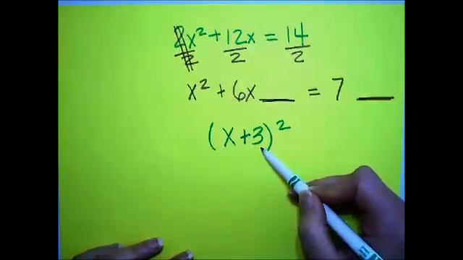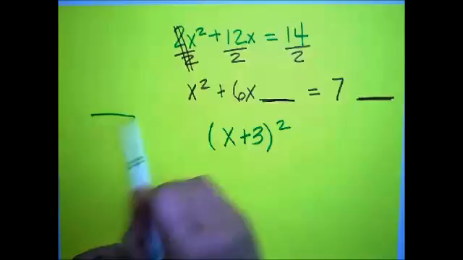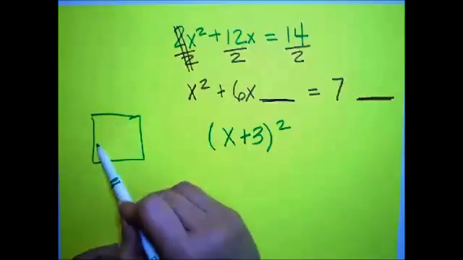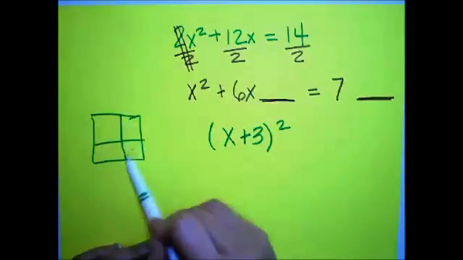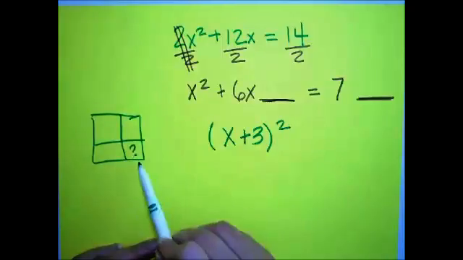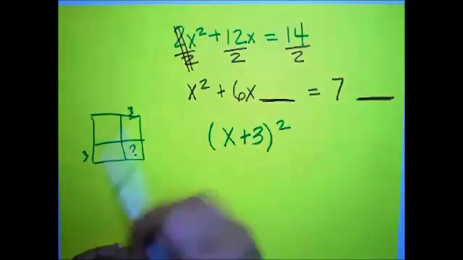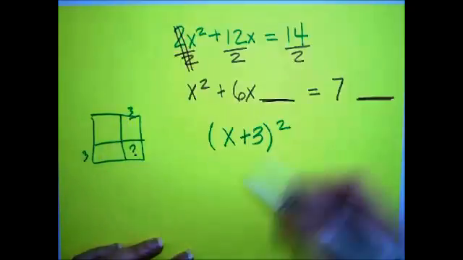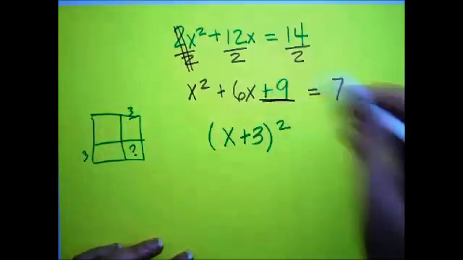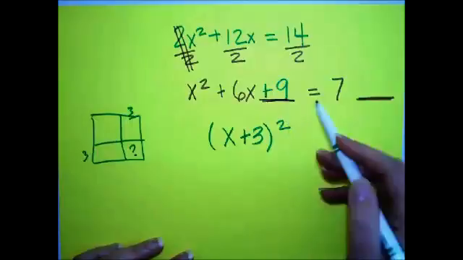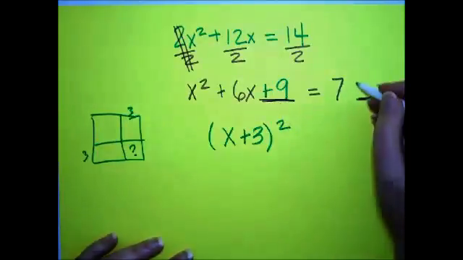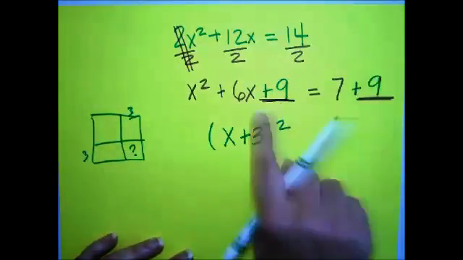I'm going to kind of sketch this. I know I said no tiles, but we can at least sketch it. Remember those units that come down here? To figure that out, we need to say, 3 times 3 gives us 9. So I know we have to add 9 to complete that square. And if we add 9 here, we know we have to add 9 to the other side of the equal sign.